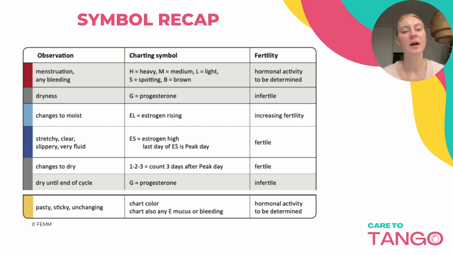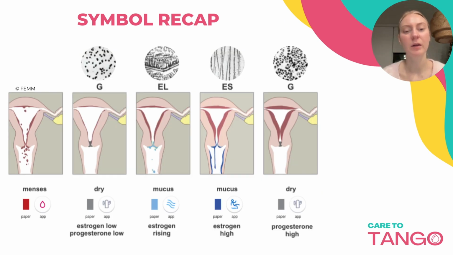And then we have our yellow there at the bottom, which you can chart if you see a confusing observation. Maybe it's pasty, sticky, or unchanging. And then make sure you write good notes about what you are exactly seeing so we can determine better what it is. And then always, if you see any bleeding or E mucus along with that, you can chart that as well.